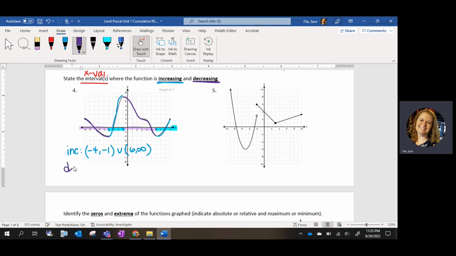And that I am decreasing from -infinity to -4, and from -1 to 6. Okay, so it's these X values that I'm highlighting. That's what the intervals are.